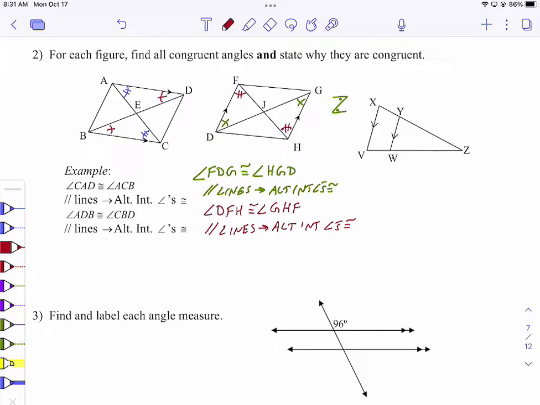Okay, let's do another one. So what I'm telling you is look for the parallel lines. Then look for a transversal. A transversal is a line that hits the other two.